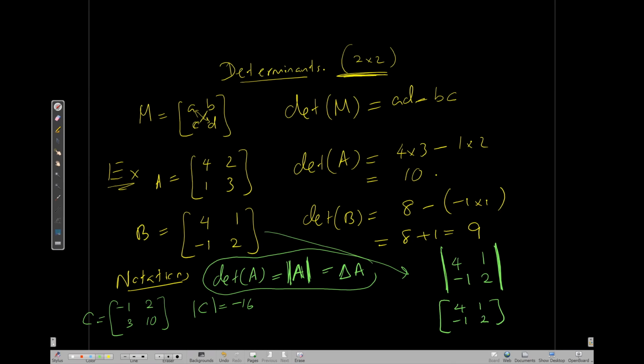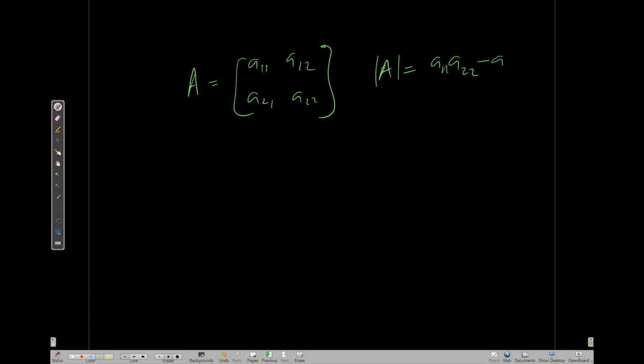Okay, I think those things should be clear. And with the standard notation, it's like this. So A11, A12, A21, A22. So the determinant is A11 A22 minus A21 A12. So that's with the standard notation.